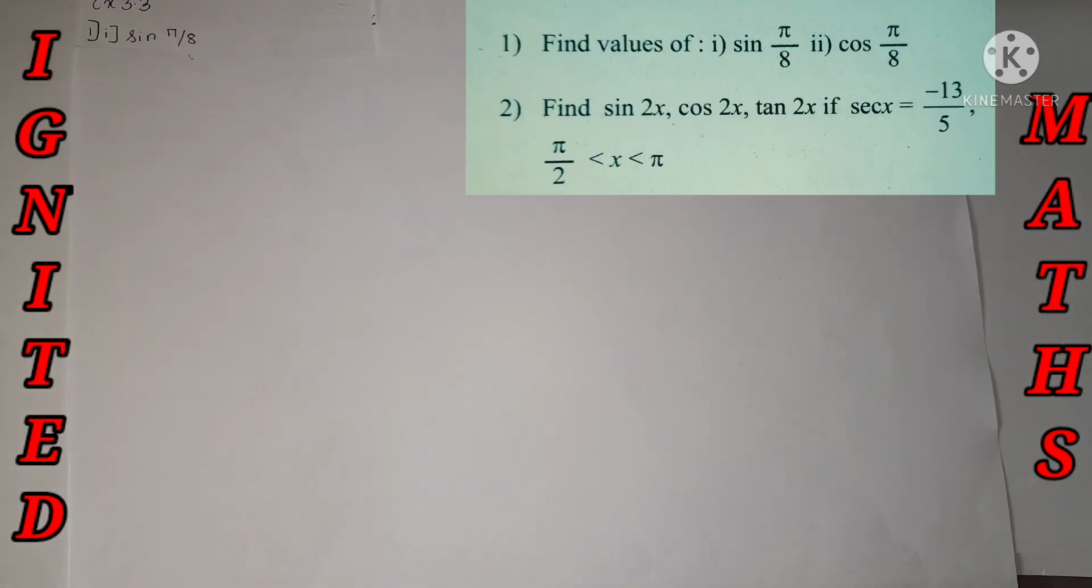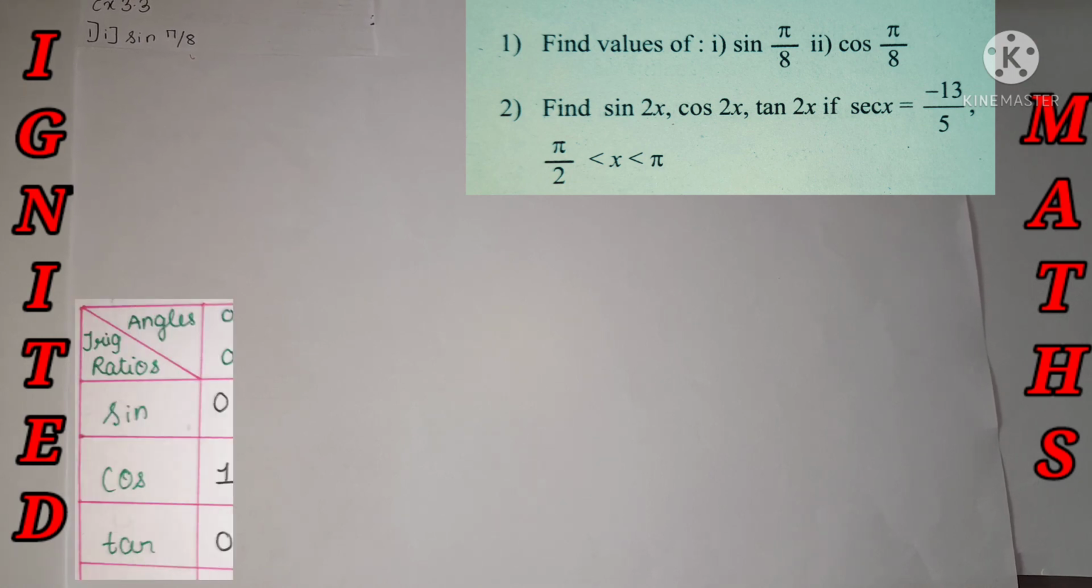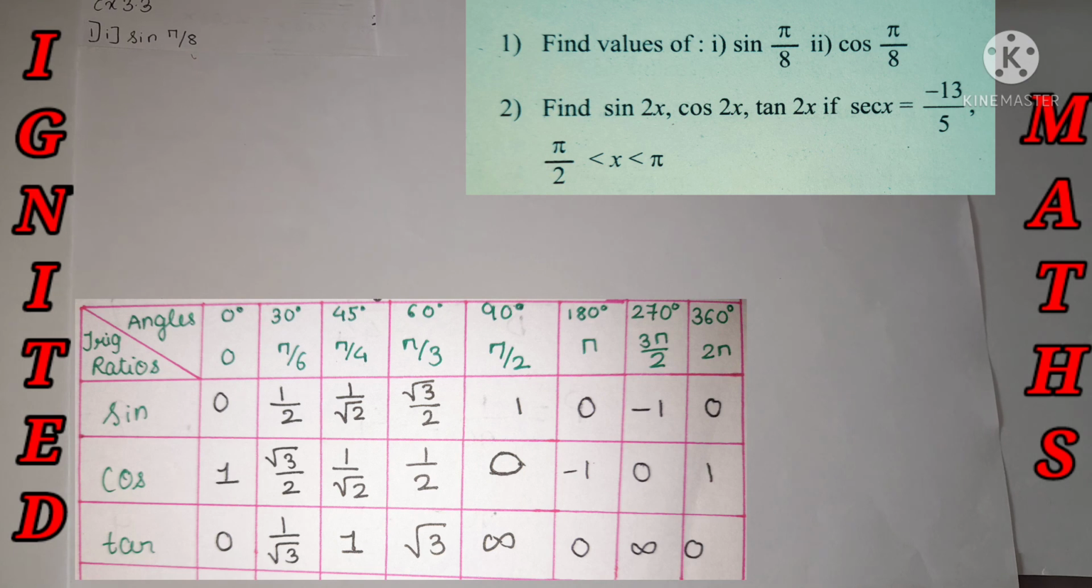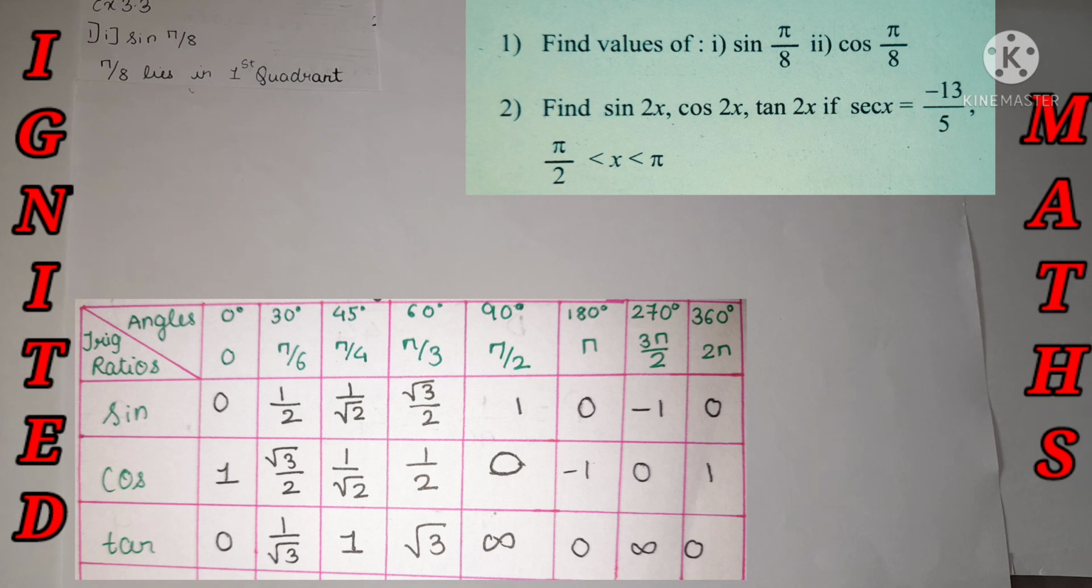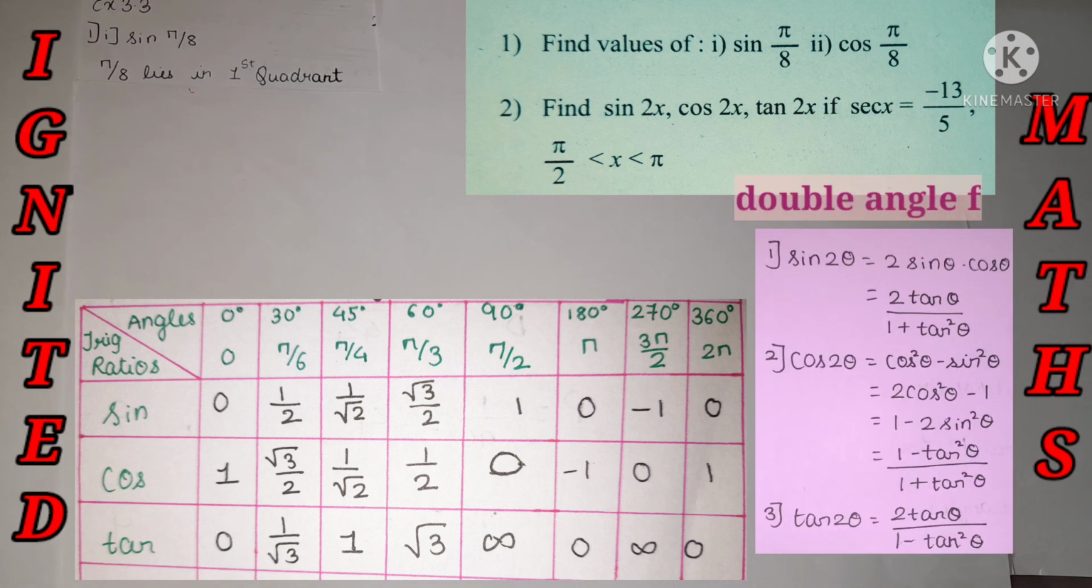We need to recap in that way also, plus we need to remember the double and triple angles. Find the value of sin pi by 8. According to the trigonometric tables, we have the values of sin pi by 4 and cos pi by 4, but we don't know the value of sin pi by 8. But we know that pi by 8 lies in the first quadrant. That is the only hint we have, but we don't know the value. So let's get started; we are going to find it with the help of the double angles.